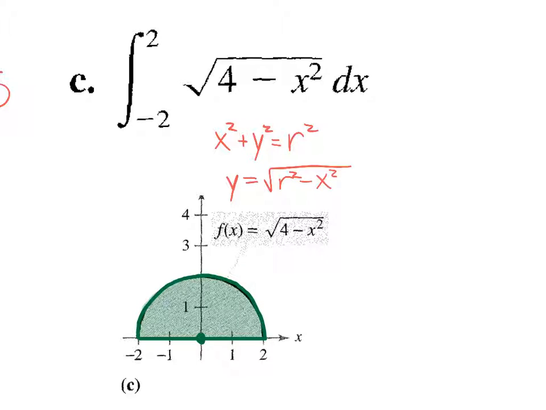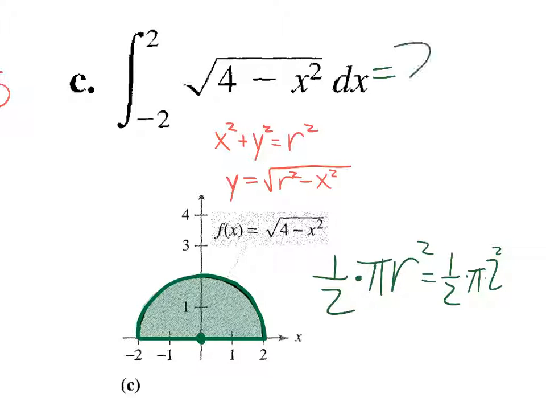So the integral from negative 2 to 2 of the square root of 4 minus x squared would be what? One half the area of the circle, one half pi r squared. What's r? r is 2. So one half pi times 4 is 2 pi. So this whole thing is just 2 pi. Now, these were nice because they were all just one function.